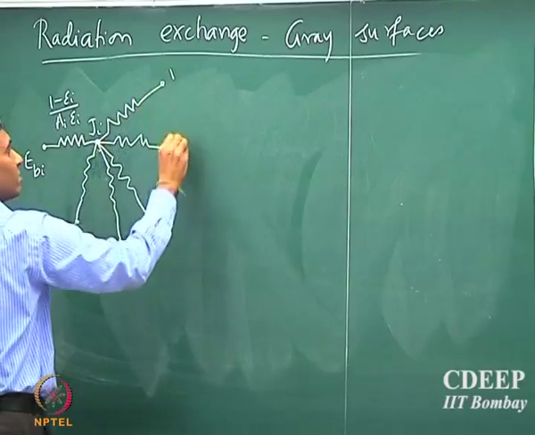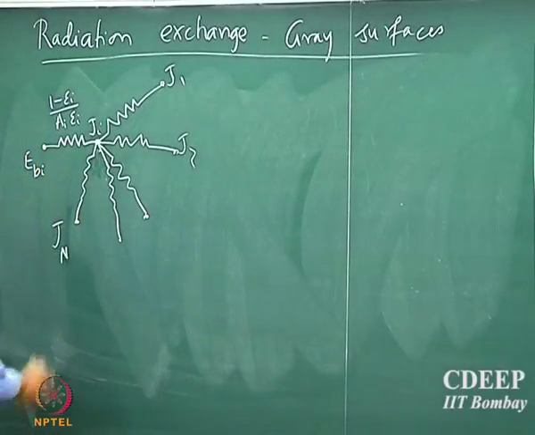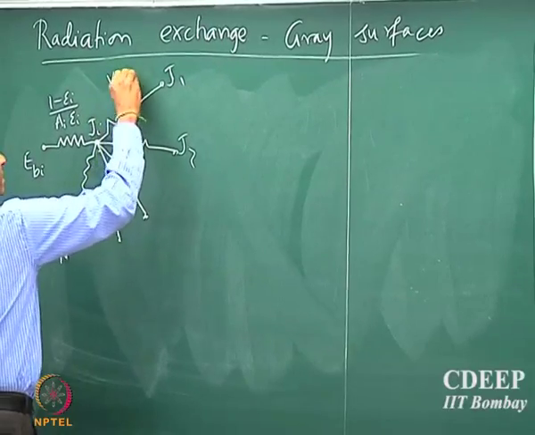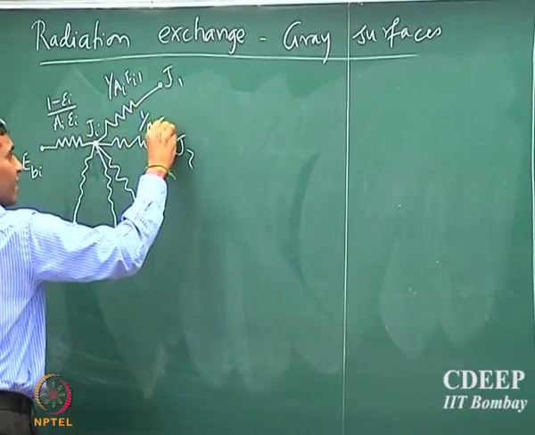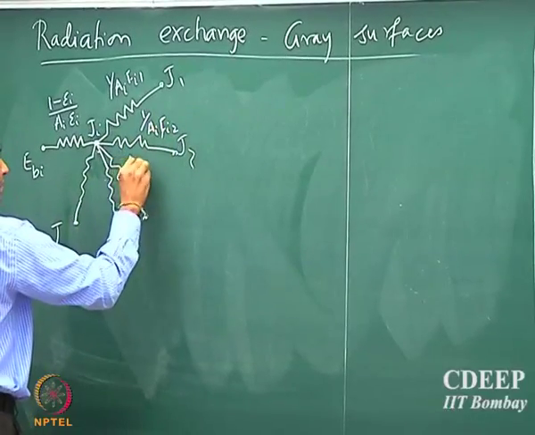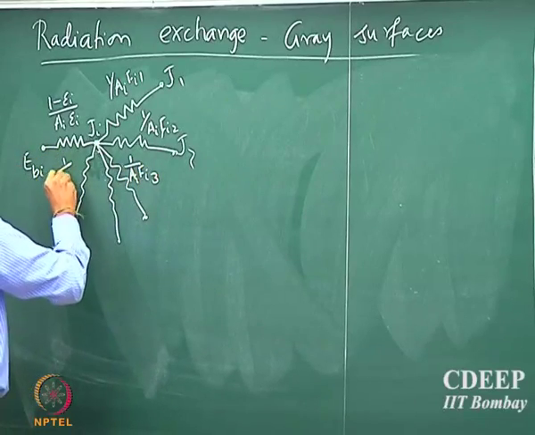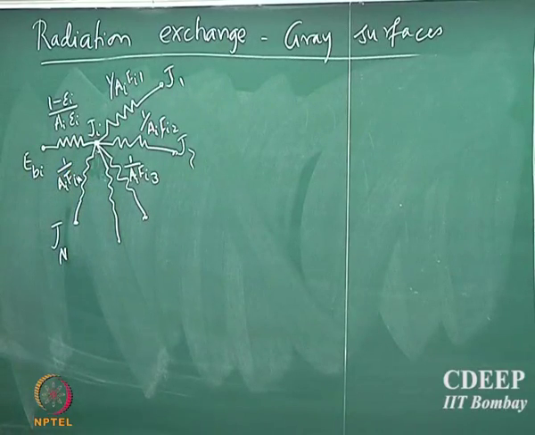So, this is J1, J2, etc., up to Jn, and these resistances are 1 by Ai Fi1, 1 by Ai Fi2, 1 by Ai Fi3, and so on up to 1 by Ai Fin. So, that is the resistance network for radiation exchange of surface i with all other surfaces in an enclosure.